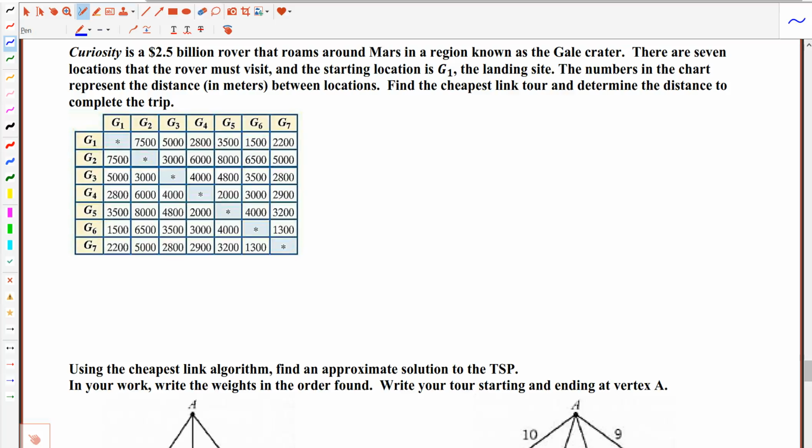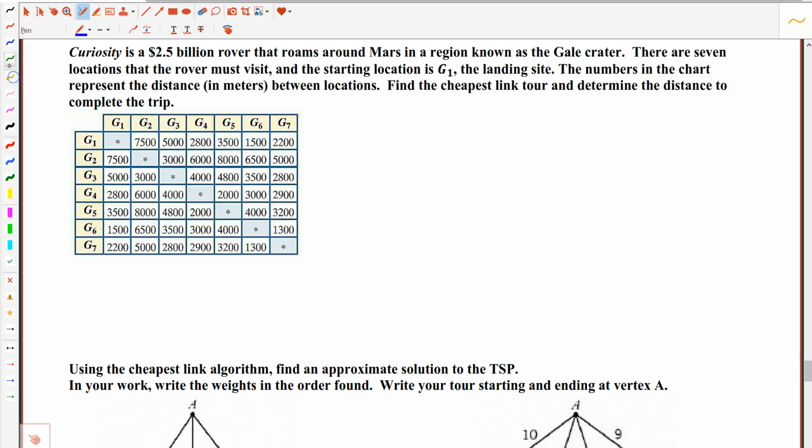This next example, we're going to solve a traveling salesman problem using the cheapest link algorithm, but on this one, the weights are going to be given to us in a table as opposed to in a graph. So for this next example, Curiosity is a 2.5 billion rover that roams around Mars in a region known as the Gale Crater. There are 7 locations that the rover must visit, and the starting location is G1, the landing site. The numbers in the chart represent the distance in meters between locations. We're going to find that cheapest link tour and determine the distance to complete the trip.